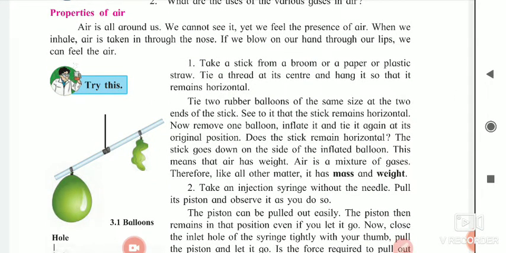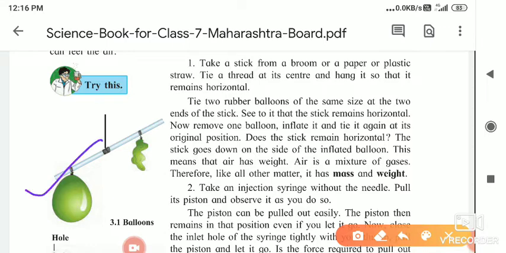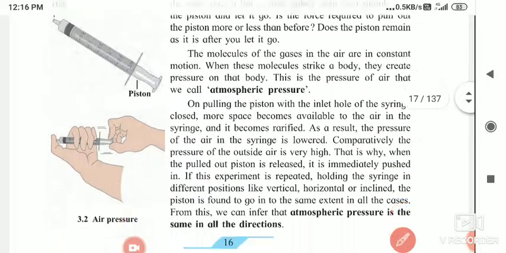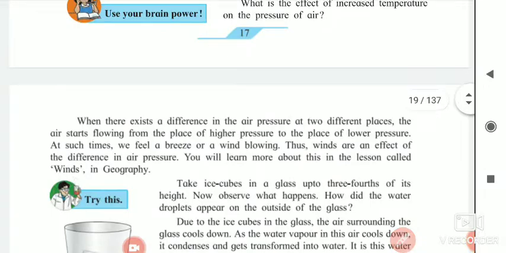So this experiment also you are going to study for the practical exam. In this, air has a mass, that is what you do the practice from. I am going to give you only one experiment for the exam. So this you have to study: air has a mass.